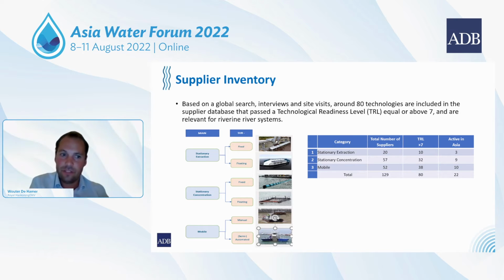The second classification is stationary concentration, which is basically like booms in the water or cages in the water, where plastic is collected and concentrated, but then you still need a kind of excavator to remove the plastic from that location and move it to another area. The third classification of technologies is mobile. So these are vessels. You can move them around. You have manual ones with somebody who is steering it, and you have semi-automated systems that work on, for example, solar energy.